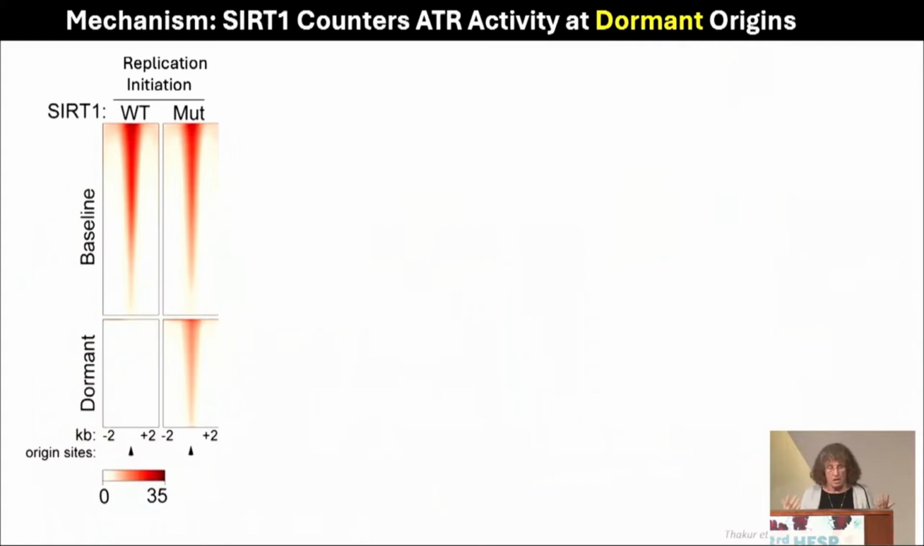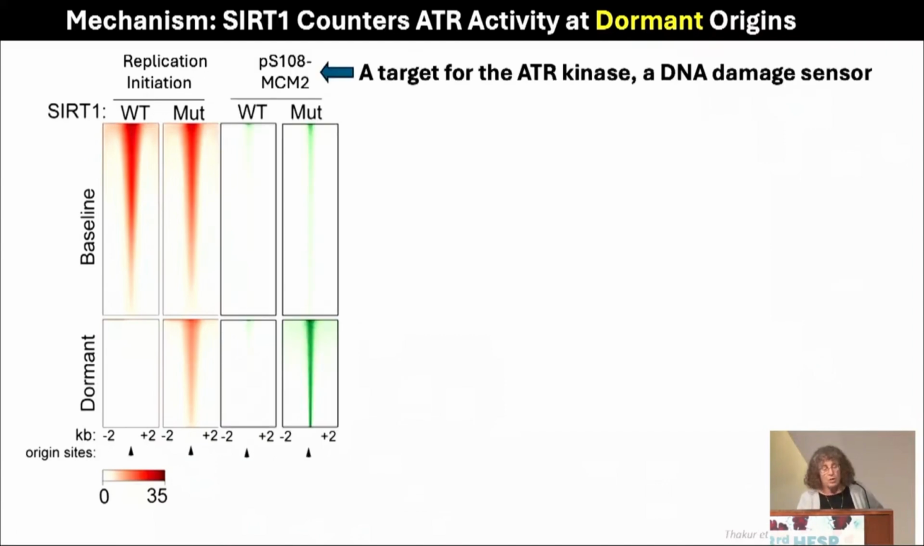So how does SIRT1 do that? We worked out the mechanism of SIRT1 suppression of dormant origins. And it turns out that, in order to do that, we were looking for another protein that is binding specifically to dormant origins. And we found such proteins. Actually, we found a modification of the helicase.